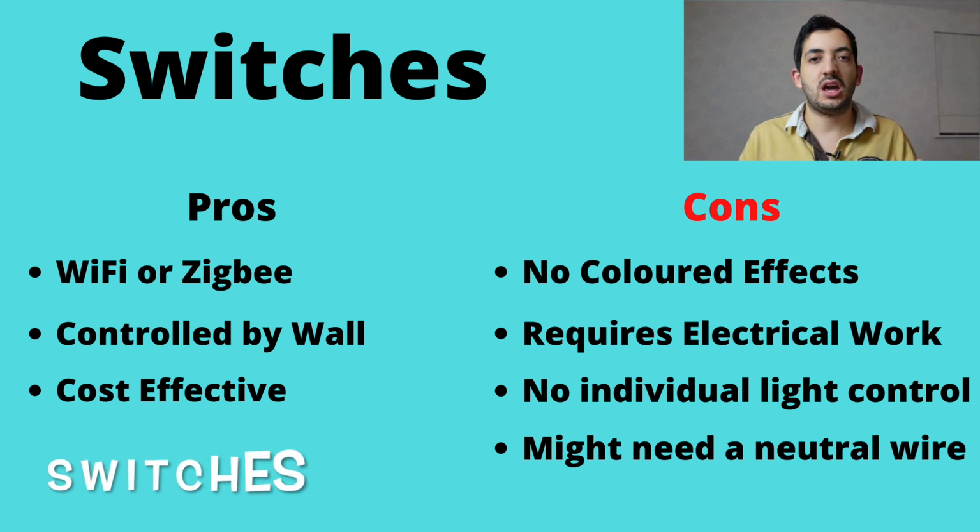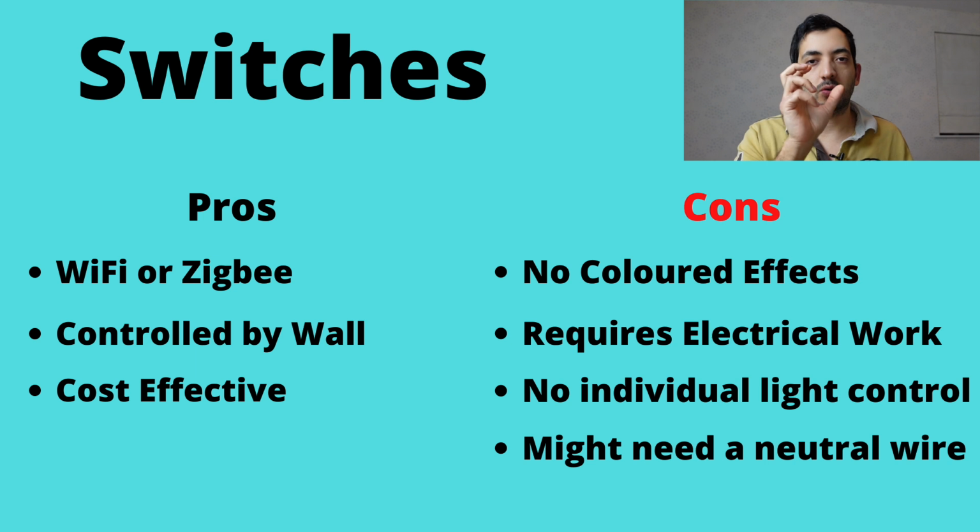Now switches, in contrast, replace the physical wall switch that you would normally have at the wall. And this requires electrical work, and you're going to need to be either very comfortable with doing it yourself or you need to hire a professional. That's one of the biggest cons. Another con of switches is that some of them need a neutral wire, which not all homes have, depending on where you're located and when your home was built. There are also other options without a neutral wire that you can find in the market.